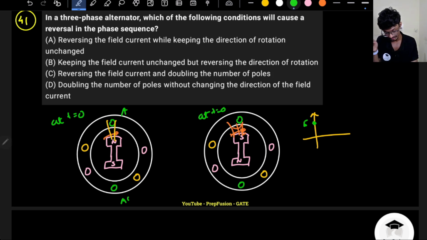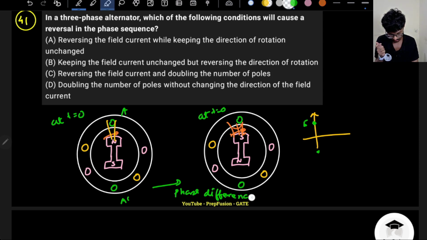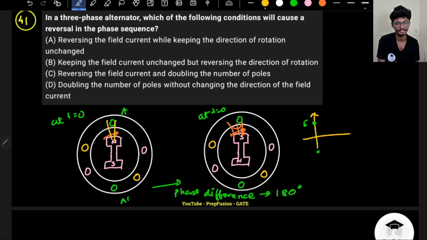Minimum means more negative. So basically here the phase difference will be 180 degrees. So the phase difference will be 180, but the phase sequence will not change.